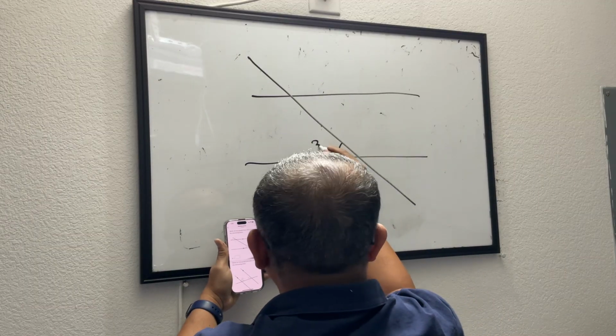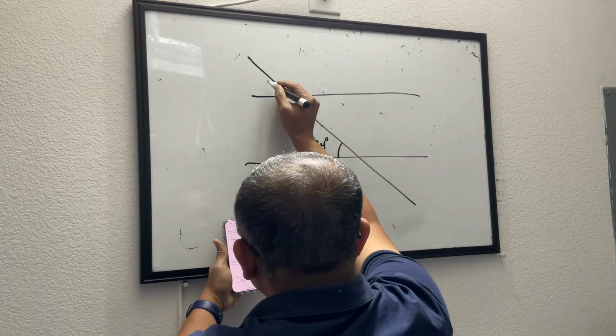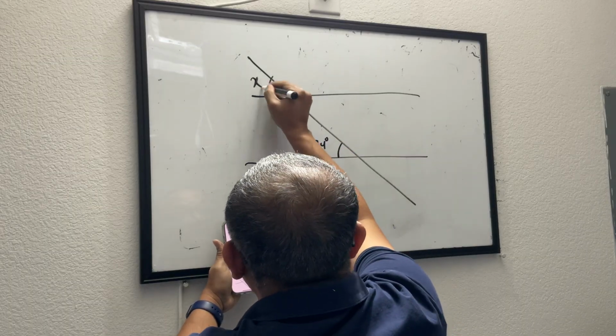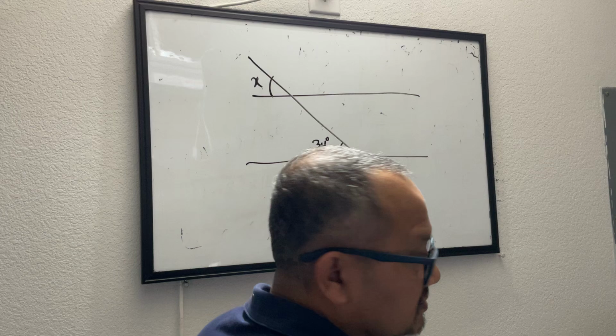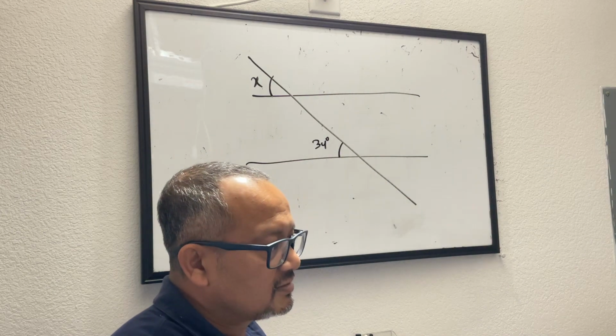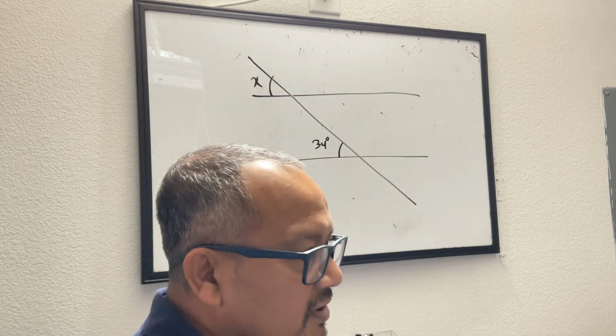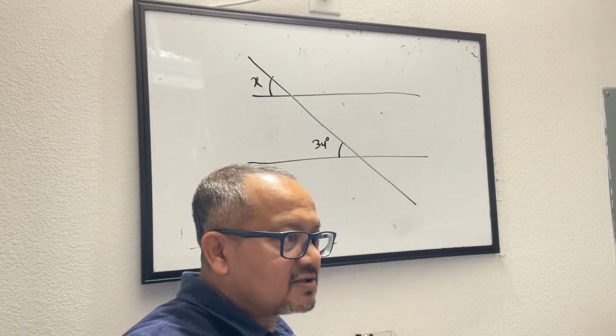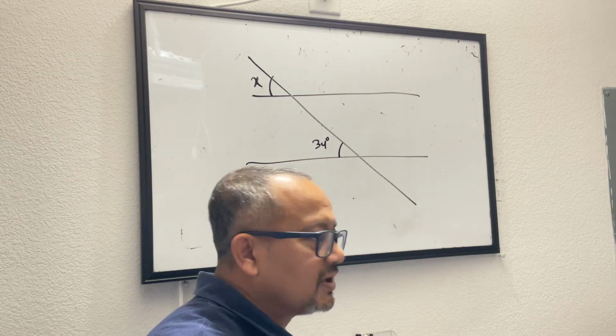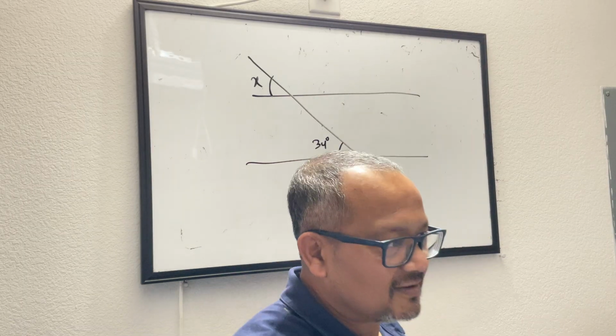Okay. Now look at the first question, guys. This is given as 34 degrees. You have been asked to find the value of x. Wouldn't it still be 34? So tell me with confidence. 34 degrees. That's it. 34.